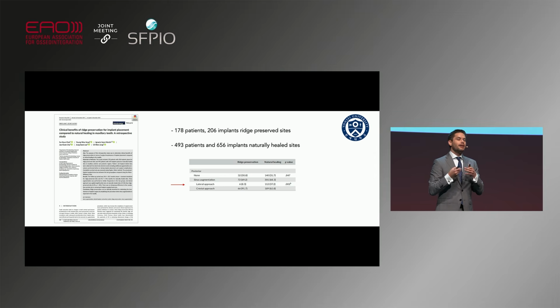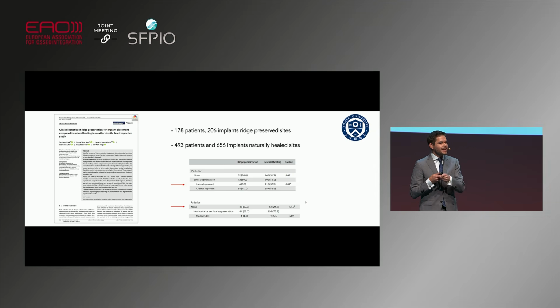And we looked at how likely it is that we perform complex advanced procedures. Those are basically vertical bone augmentation and lateral bone augmentation. And what we found is that whether we looked at posterior teeth or anterior teeth, the likelihood of performing advanced bone augmentation procedures was very drastically reduced. This is 15 to 20% less likely when you perform a ridge preservation.